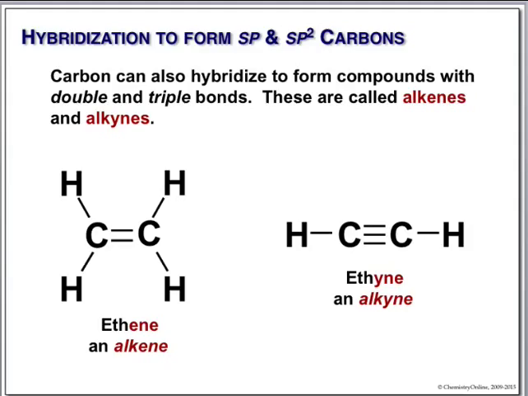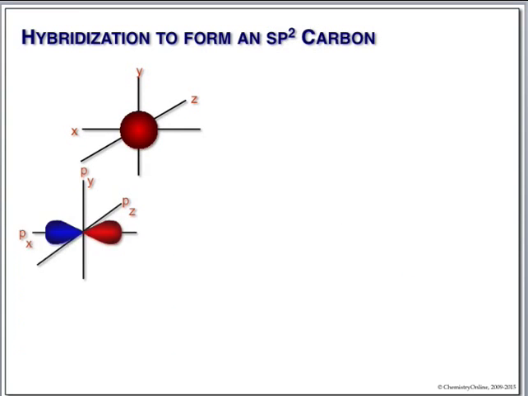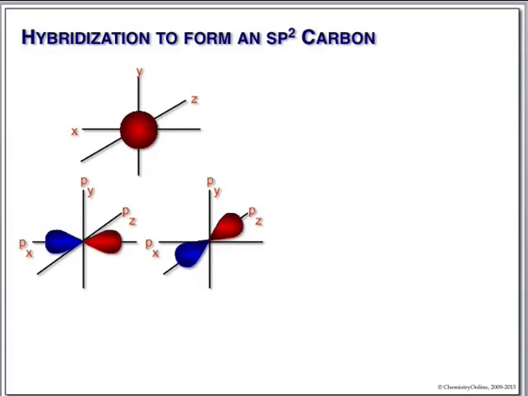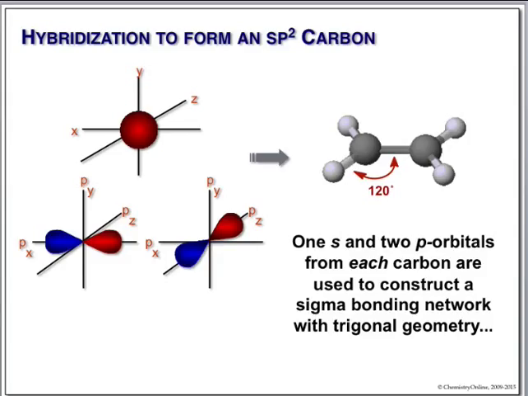Now, these double and triple bonds are actually very important things in organic chemistry because they make these molecules very reactive. In organic chemistry, you want to do lots and lots of reactions. To build a double bond, we call this an sp squared hybrid. So we're going to take the electrons from our s and 2 of our p electrons, and we're going to put them together and build a trigonal structure like this.